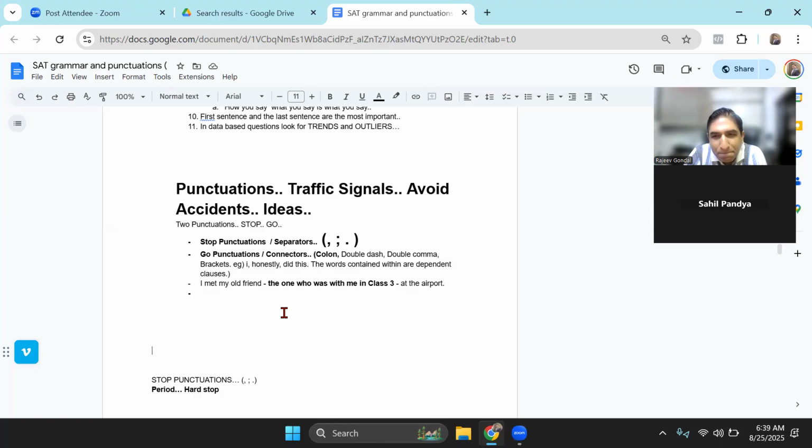A period is obviously to mark the end of a sentence. A comma is to split up two sentences, I think. And then a semicolon, I forgot what a semicolon was for. So semicolon is probably something in between comma and full stop. So let's try to understand this in detail.